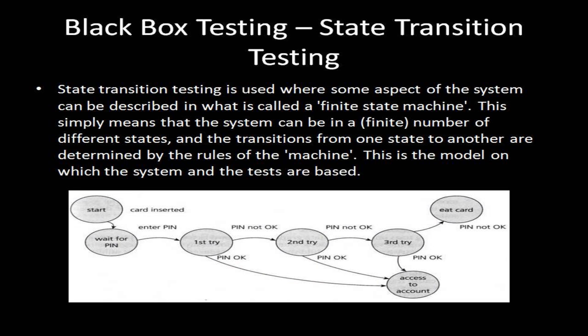State transition testing is used where some aspect of the system can be described in what is called a finite state machine. This simply means that the system can be in a finite number of different states, and the transitions from one state to another are determined by the rules of the machine. This is the model on which the system and the tests are based. Any system where you get a different output for the same input, depending on what has happened before, is a finite state system. A finite state system is often shown as a state diagram.